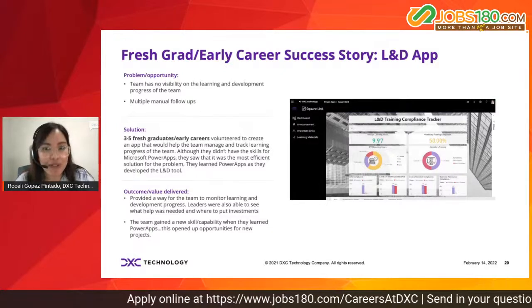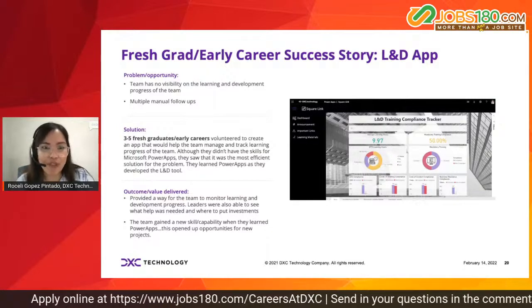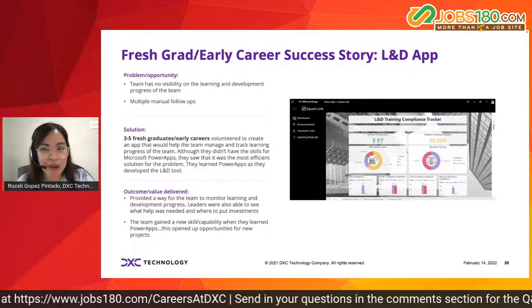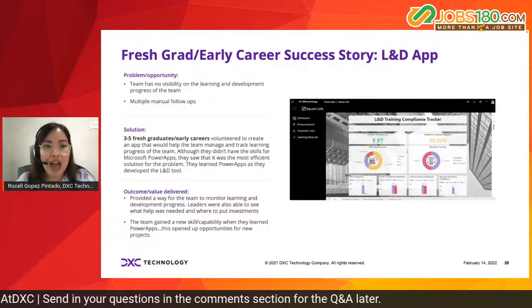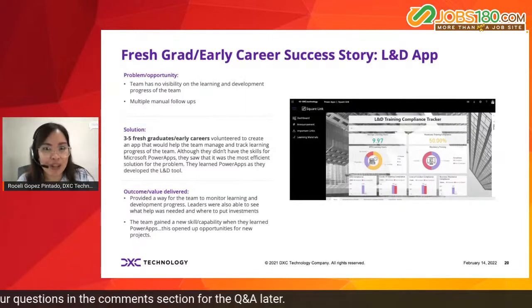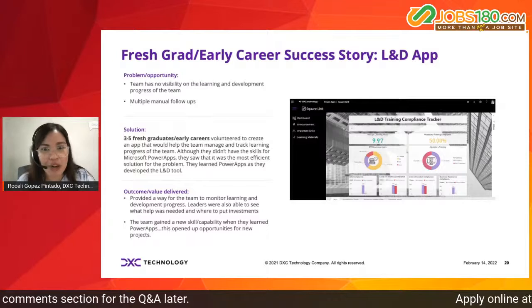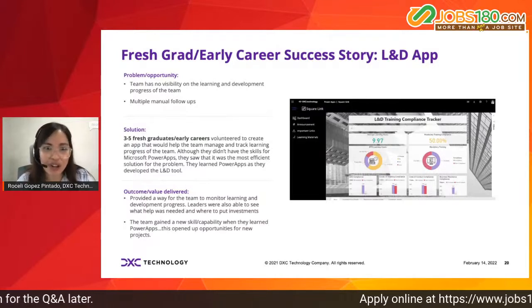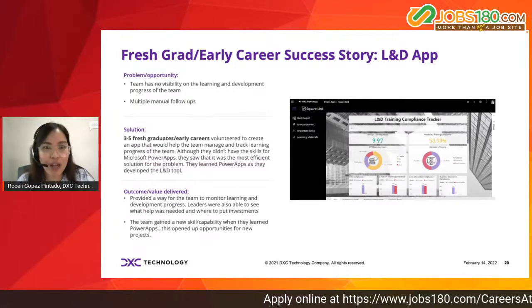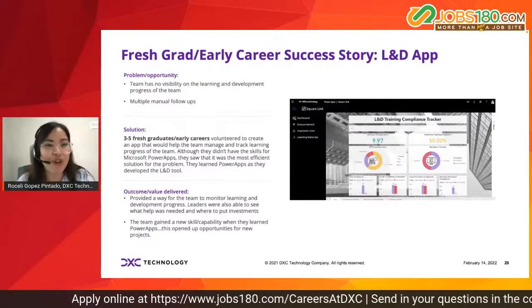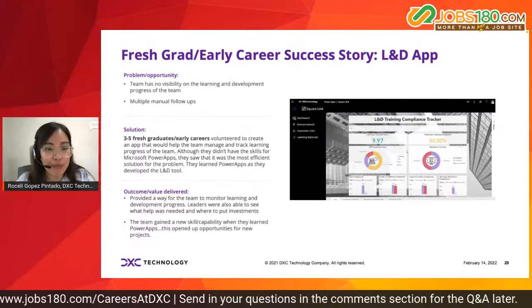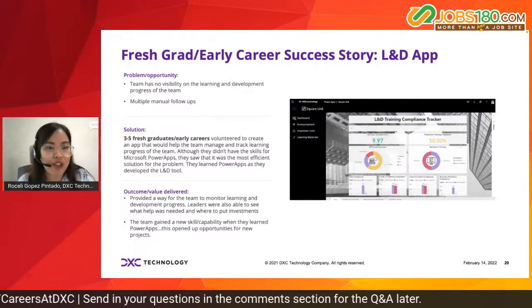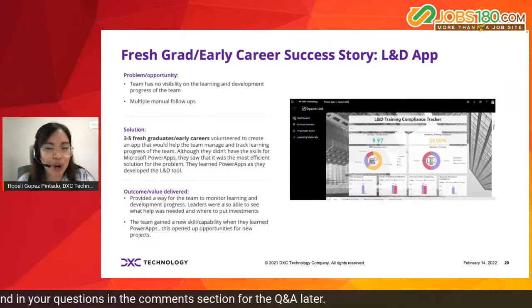So they were brave enough, courageous enough, and proactive enough to say, I don't know this, but I have a programming background. I have knowledge in Java, C Sharp. I'm confident I can learn this because programming languages have the same structure, right? Once you've learned one, you go through the same learning patterns for other tech languages. And the outcome was that the team now has a way to monitor that progress.